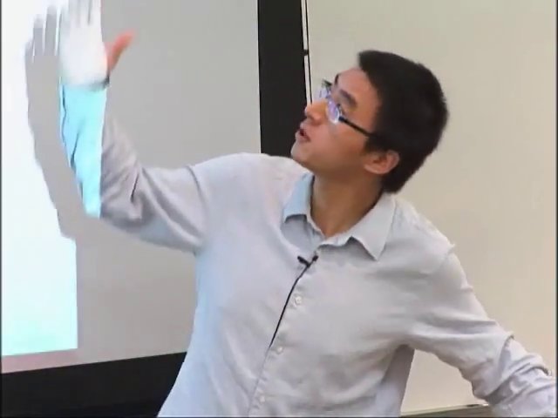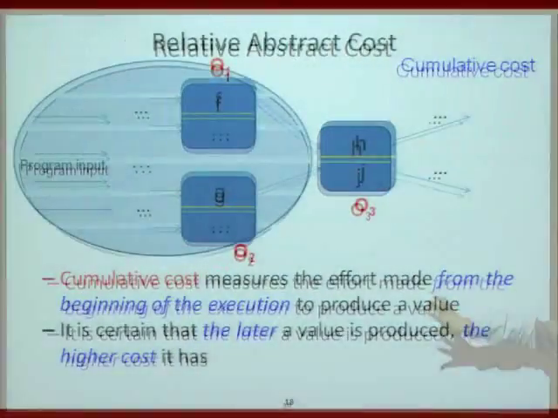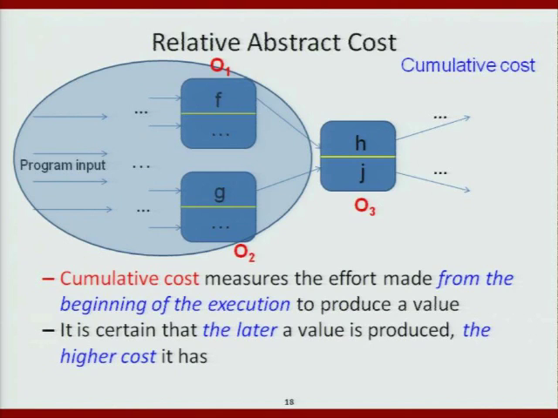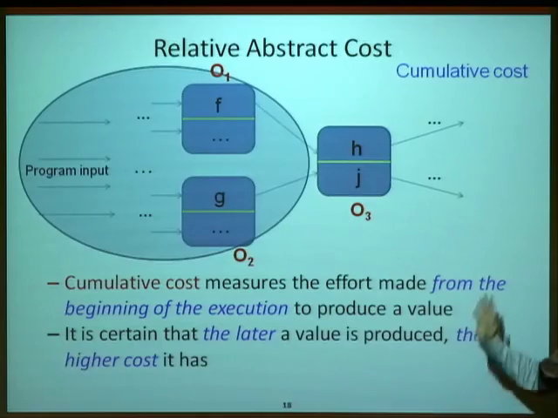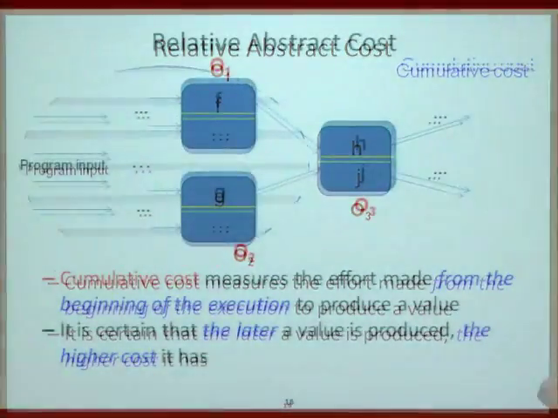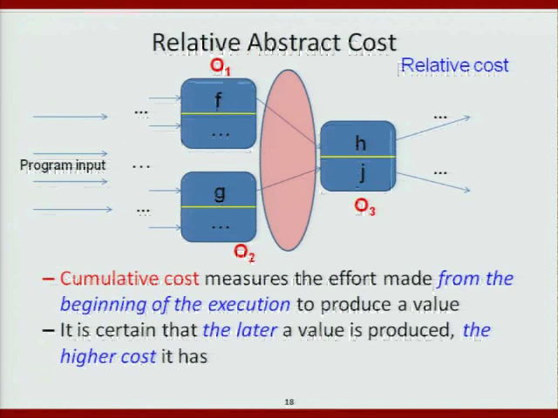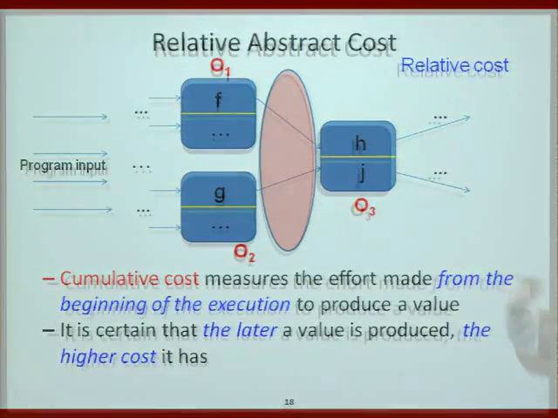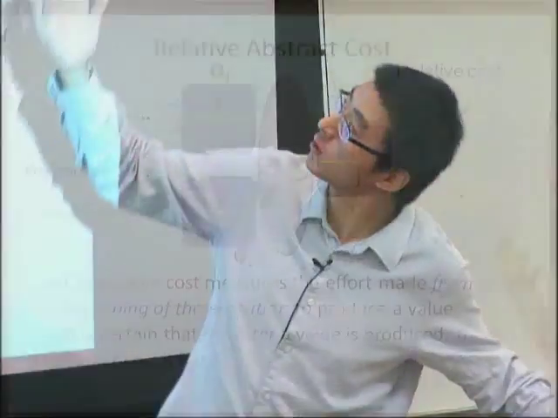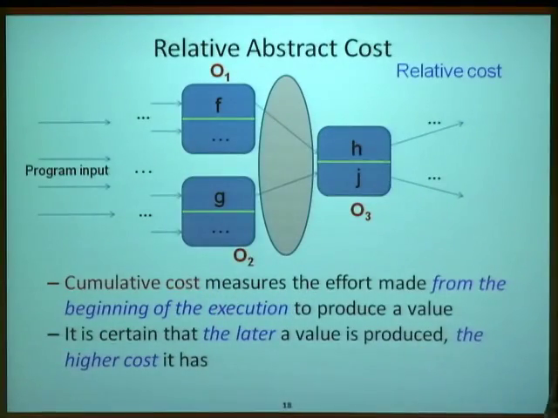If we want to compute the cumulative cost, we basically need to consider pretty much all the work done from the beginning in order to produce the values written into O3, right? All the work. However, if we want to compute the relative cost, we only need to consider this amount of work done on the stack that transforms values read from other existing heap locations, like O1, O2, in order to produce the values into O3. So this is actually the fundamental difference between relative cost and cumulative cost.